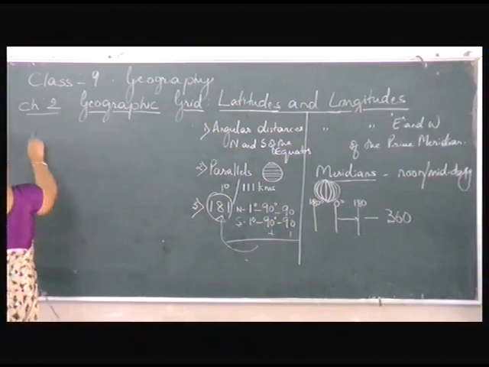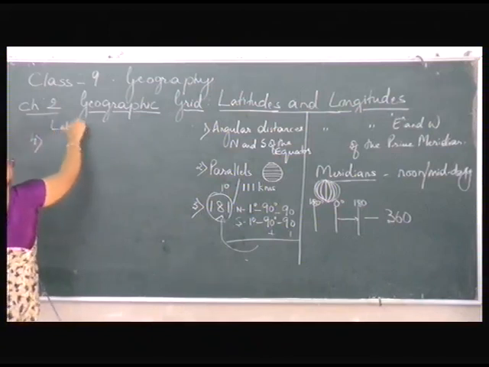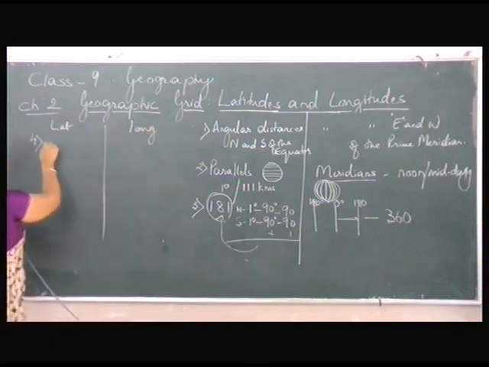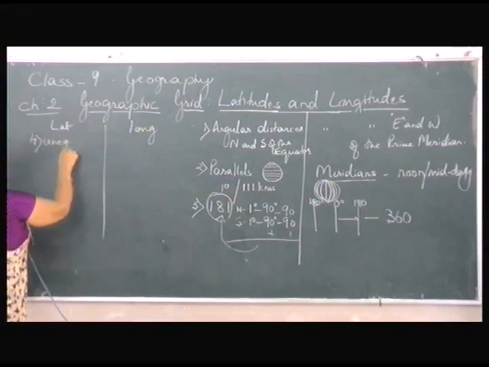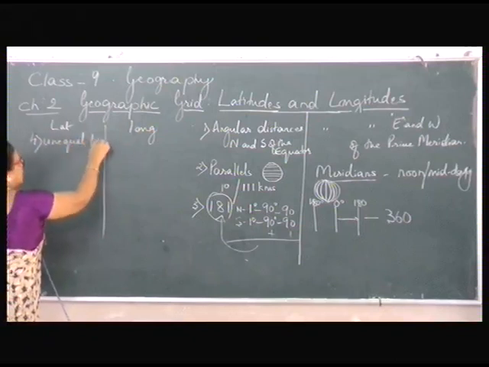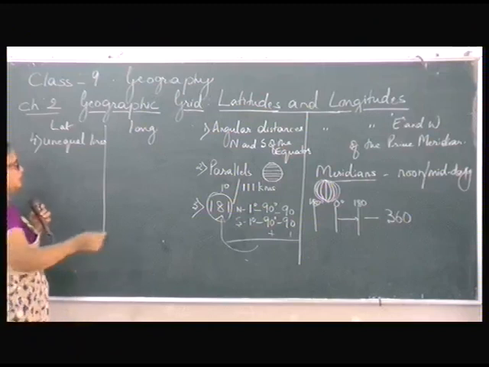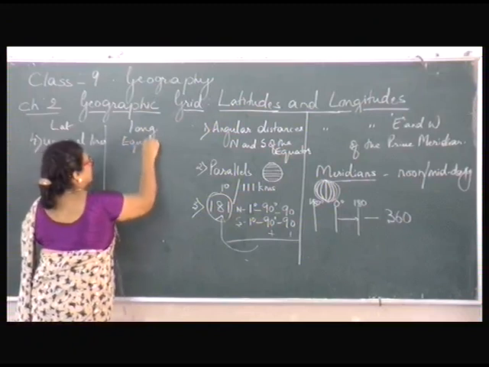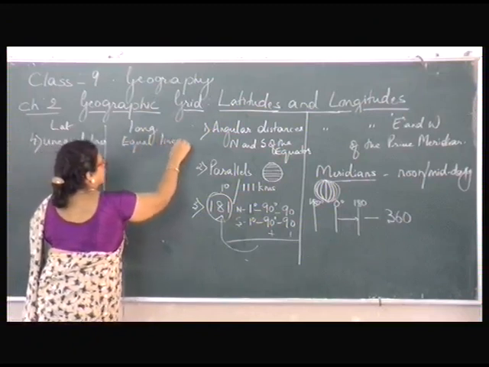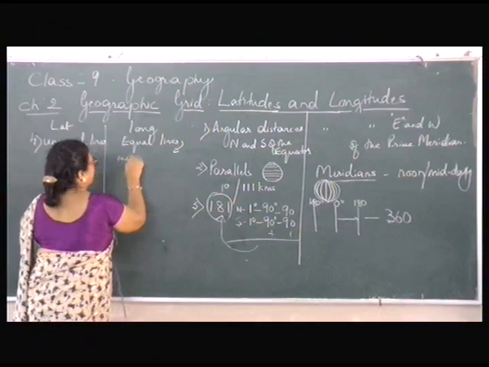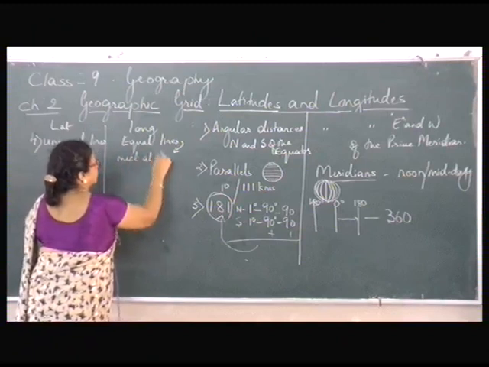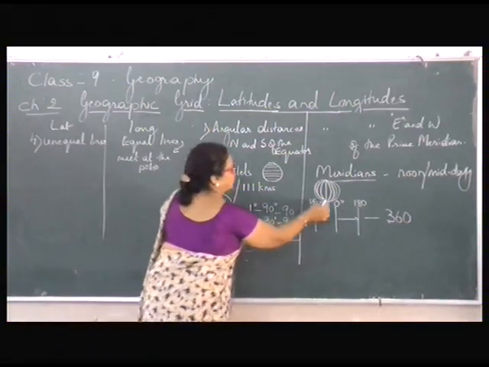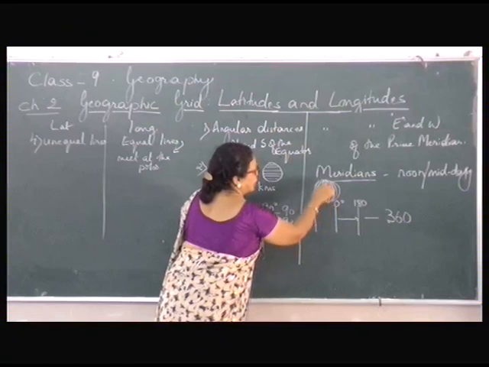The fourth point we take as a comparison for latitudes and for longitudes. Now latitudes are unequal lines. And longitudes are equal lines. Clear? They meet at the poles. At the north and the south pole they meet. You see this figure here? All the longitudes are meeting at the south pole here and at the north pole here.